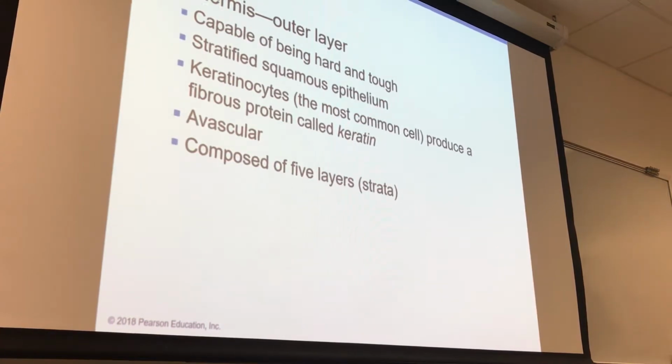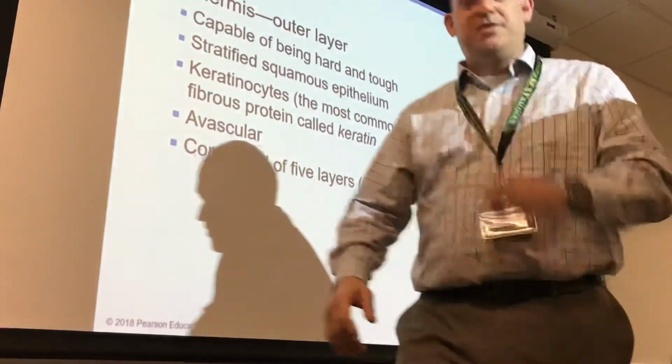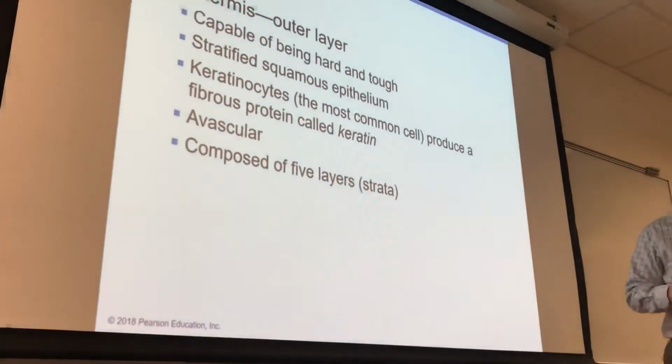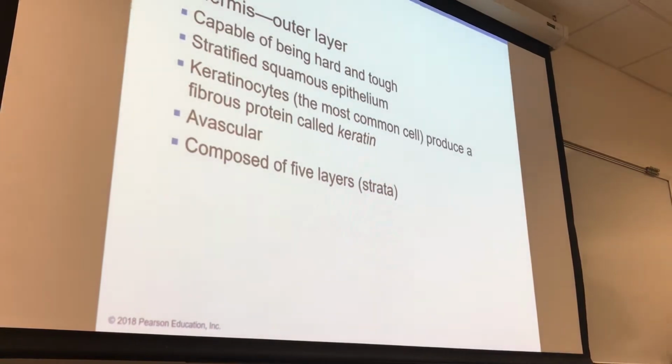Our epidermis is avascular. What does avascular mean? No blood circulation. It has no direct blood supply. So our skin does not have any direct blood supply, or the epidermis doesn't, which is important because it's going to help to explain how our epidermis functions.